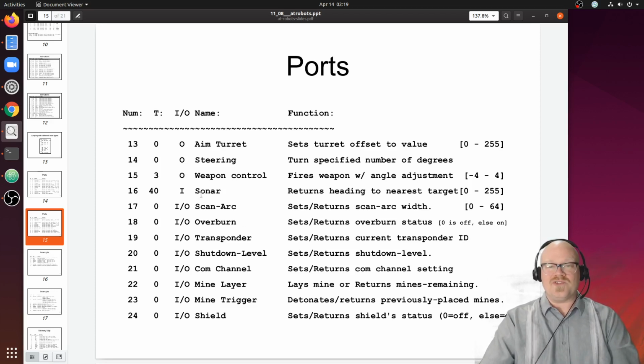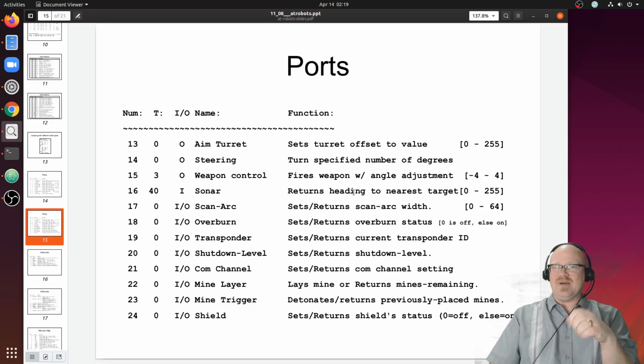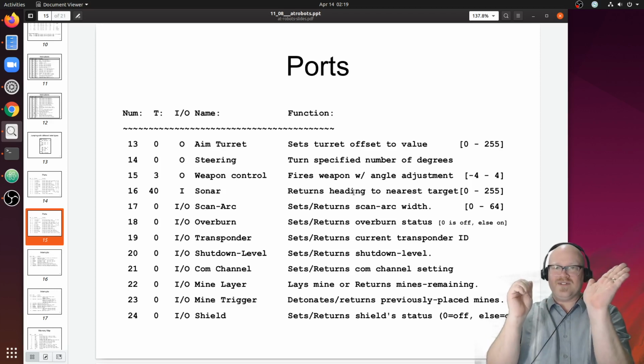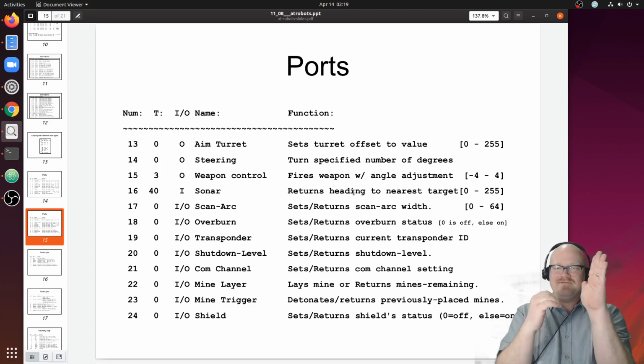There's an input port for sonar, and it returns the heading, the actual angle, to the nearest target between 0 and 255 degrees. I can't recall off the top of my head whether that heading is relative to your robot's current heading or relative to the center of your robot. So you could have a robot facing this way, and its center is here, and another robot over here, which is 192 degrees away from north. If we're just thinking about the center of the robot, it's going this way, right?